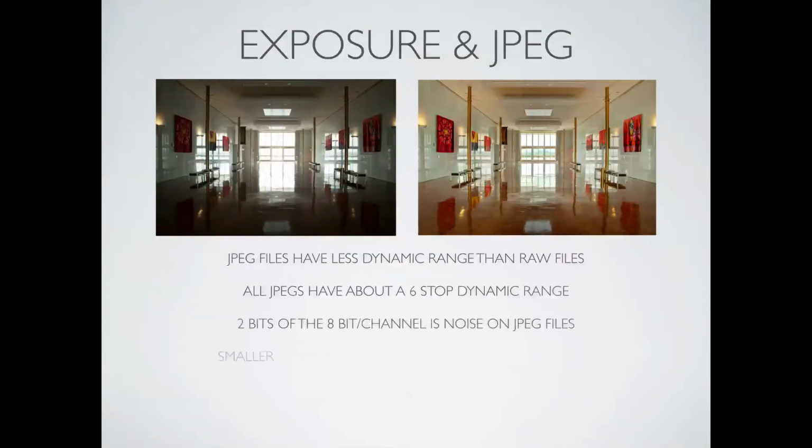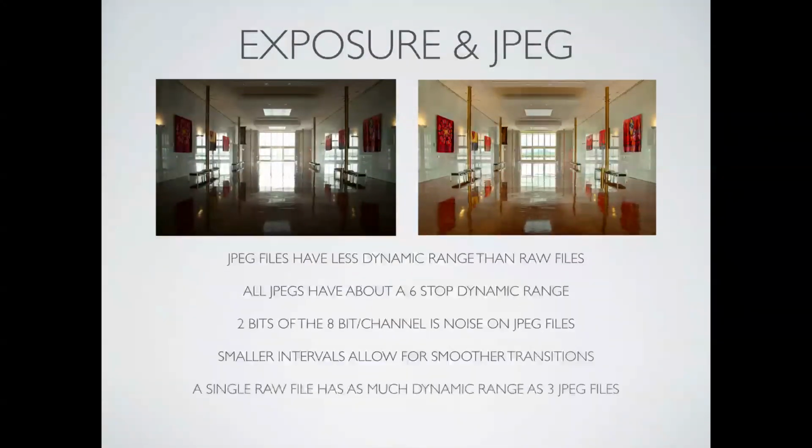This is just an example of shooting RAW versus JPEG, and how important the JPEG aspect of shooting can be when it comes to file size and producing images, and how quickly your software will be able to run. But it's not coming for free, because 2 bits of that 8-bit channel is noise, and a single RAW file has much more dynamic range than 3 JPEG files. So keep that in mind when you're processing your images.